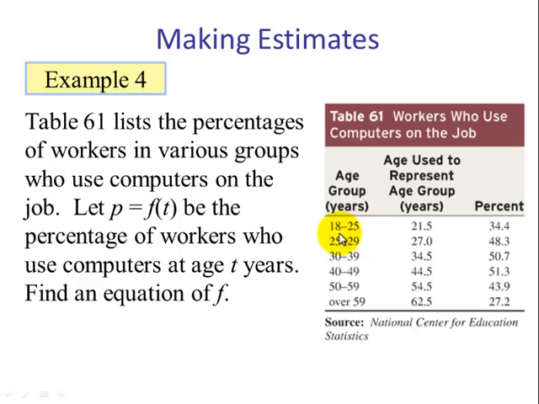So this is the age group, ages 18 to 25, and for the model we will use 21.5 to represent this age group, and the percentage in this case is 34.4%. So this will be our independent variable, this will be our dependent variable.